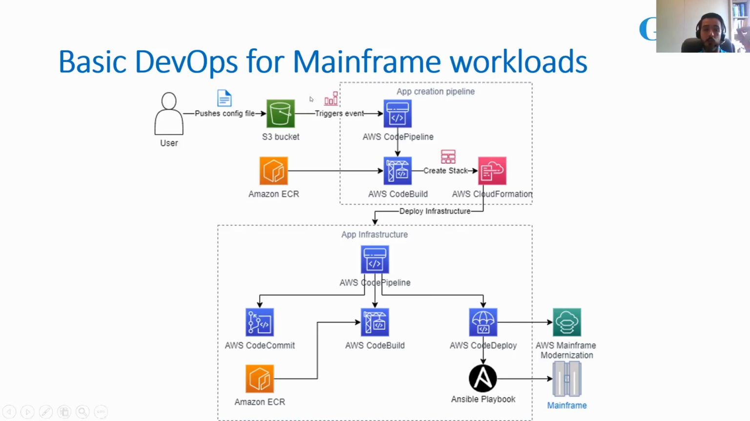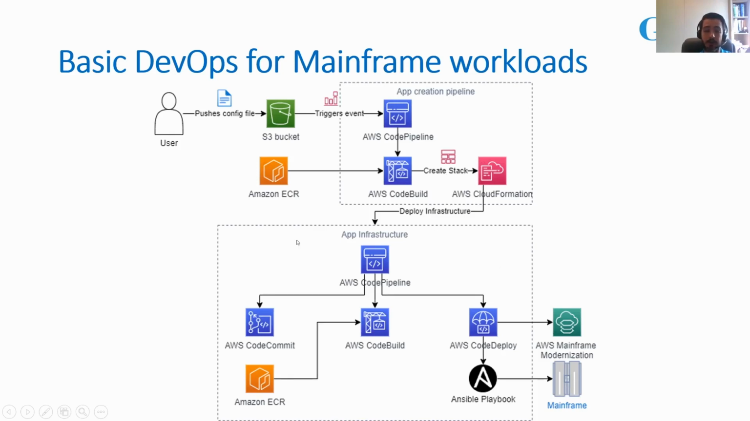Okay, and once I push these parameters to my bucket, it will trigger an event that will kick off my pipeline. When I kick off this pipeline, it will build my infrastructure here and will create a stack with all the resources that my application will need. So what are the resources that will be created?